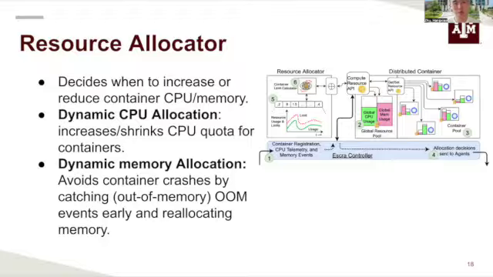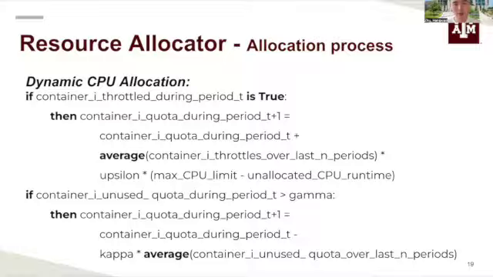For dynamic memory allocation, it's basically the same process. By doing dynamic memory allocation, the system is able to avoid container crashes from out-of-memory events, so that it can possibly save the containers. Here is the pseudocode for this allocation process.